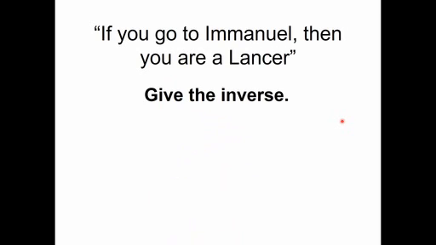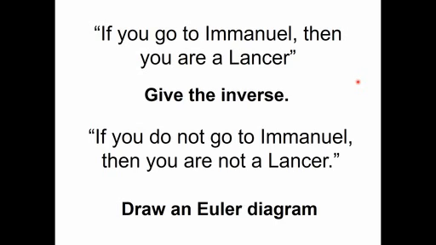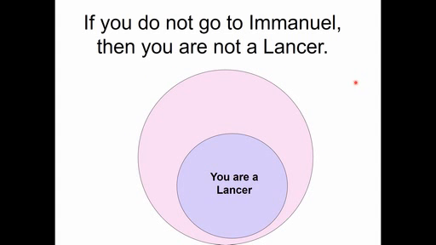And you're going to see the same problem with the inverse. You got that stated? Inverse, we negate. Got it? If you do not go to Emmanuel, then you are not a Lancer. And let's see what the Euler diagram looks like. We're going to start with the one we just had with the converse. If you do not go to Emmanuel, the only place you can mark this one is way out here. So this statement would be true, that if you do not go to Emmanuel, then you are not a Lancer. But again, this statement doesn't quite make sense.